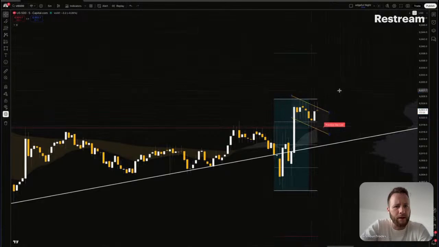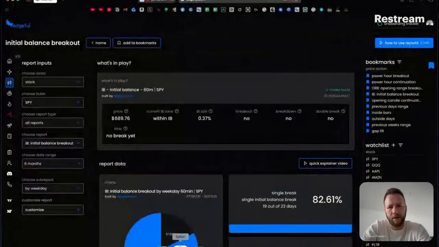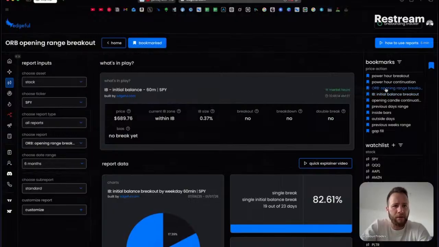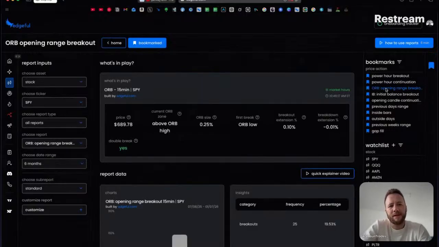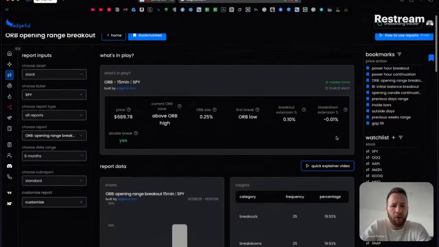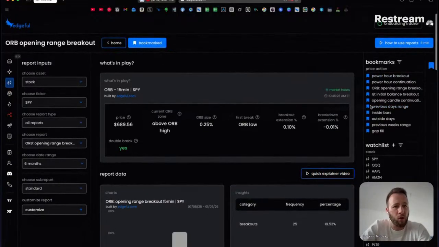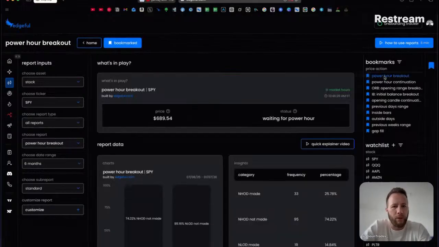But yeah, as I say, you can get the details of the Edgeworld platform. It's not just the initial balance breakout report, which is what we're using today. You've also got the opening range breakout report, which is very similar to the initial balance breakout report, but it's in the first 15 minutes rather than the first hour. And then, of course, the one that I normally use, which is the power hour breakout report, which is what I use all the time. It won't be active now, obviously, until the last hour.